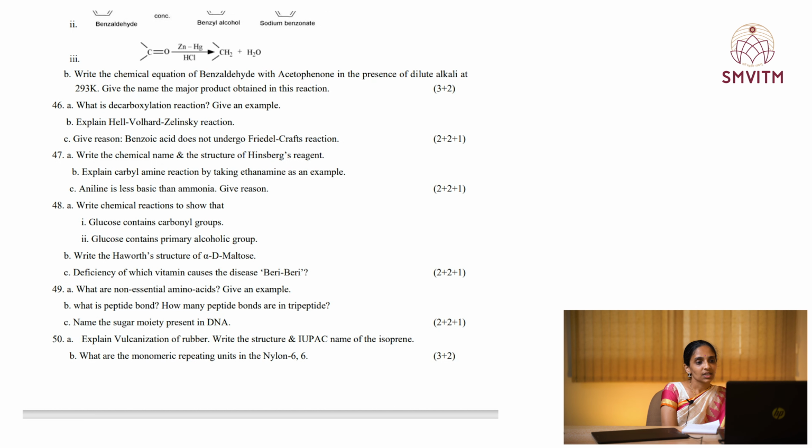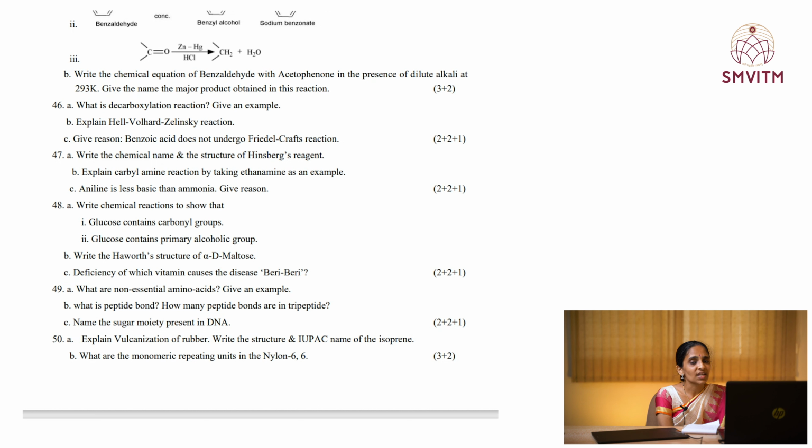48A, from carbohydrates. Glucose contains carbonyl groups. You have to give a proof for that. What you can do is take glucose and make it react with hydroxylamine. You get an oxime. So, that is the proof for it. Glucose contains a primary alcoholic group.